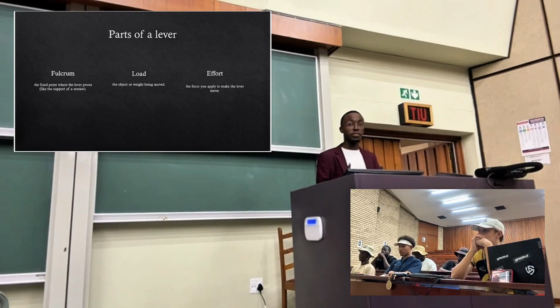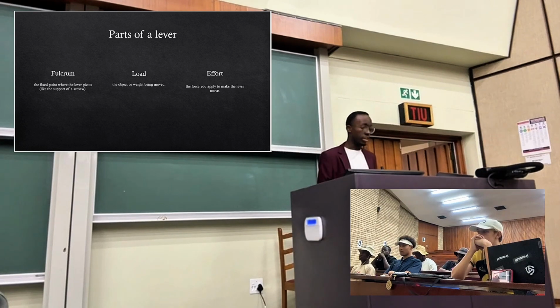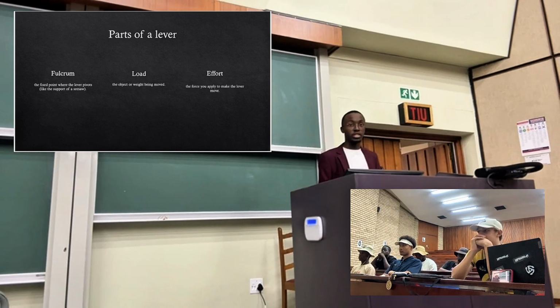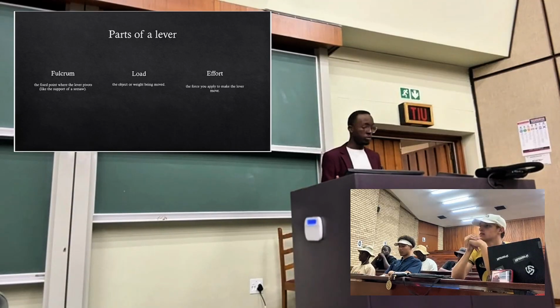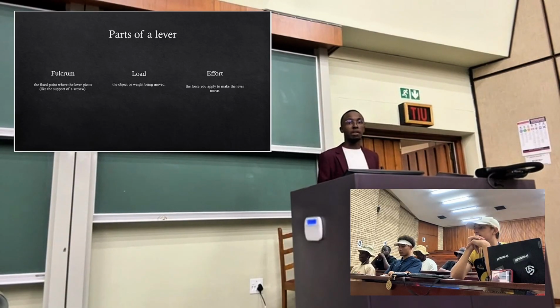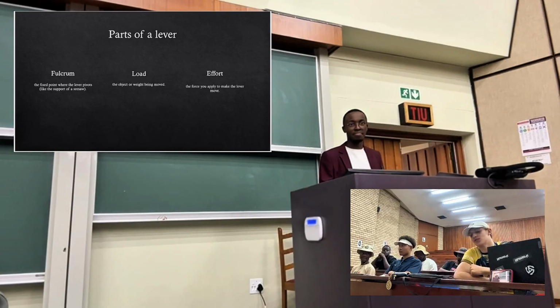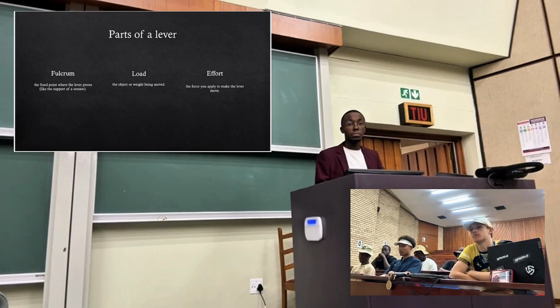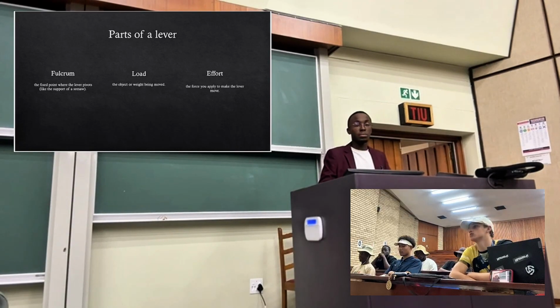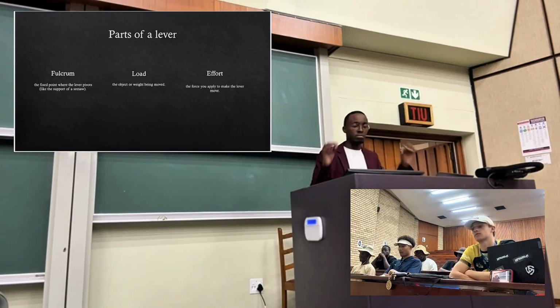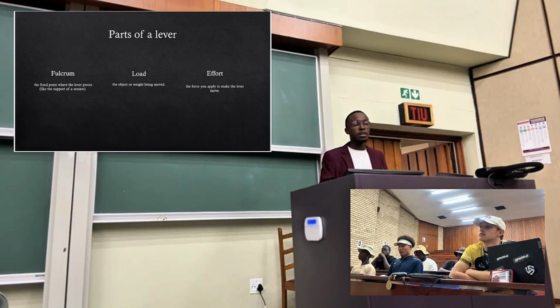The fulcrum is the fixed point that you pivot around. There's the load, which is the object that you're trying to carry or move, and then there is the effort, which is the amount of force that you put in. So what do you do if you move the fulcrum more towards the load or more towards the effort? That's where mechanical advantage comes in.